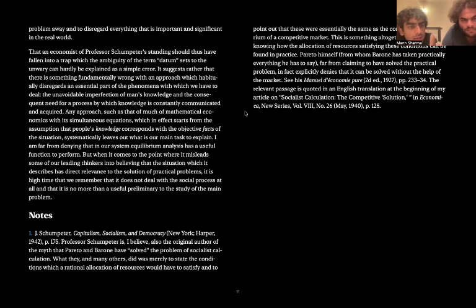I am far from denying that in our system equilibrium analysis has a useful function to perform. But when it comes to the point where it misleads some of our leading thinkers into believing that the situation which it describes has direct relevance to the solution of practical problems, it is high time that we remember that it does not deal with the social process at all, and it is no more than a useful preliminary to the study of the main problems.